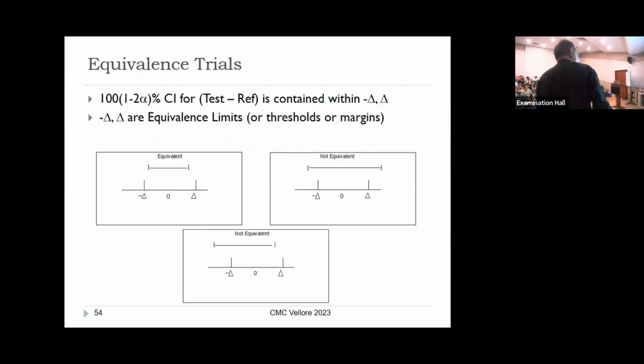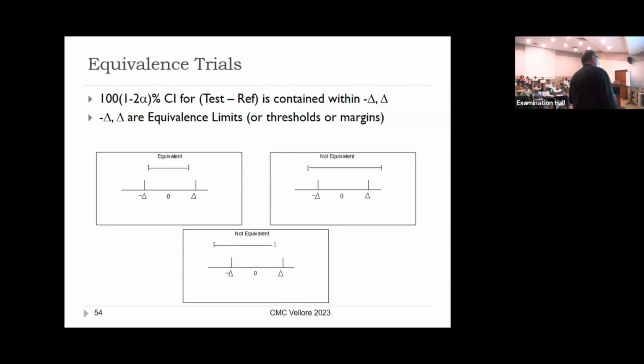So what would an equivalence trial be? Clinical equivalence would be that you've set these bounds, delta and minus delta, because they have to be the absolute value, so it can go either way. And so equivalent would be that the confidence interval is within minus delta and plus delta. Not equivalent is if you go beyond that, or even if you go against one of those.